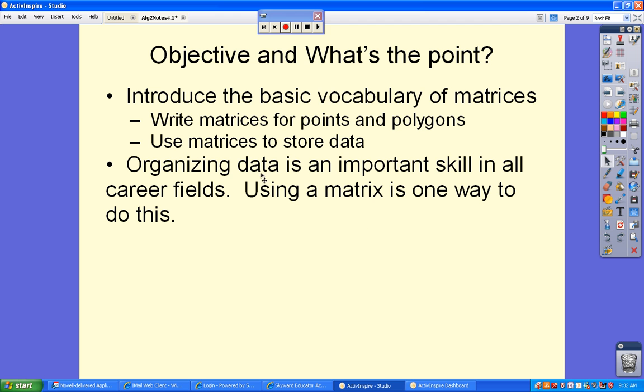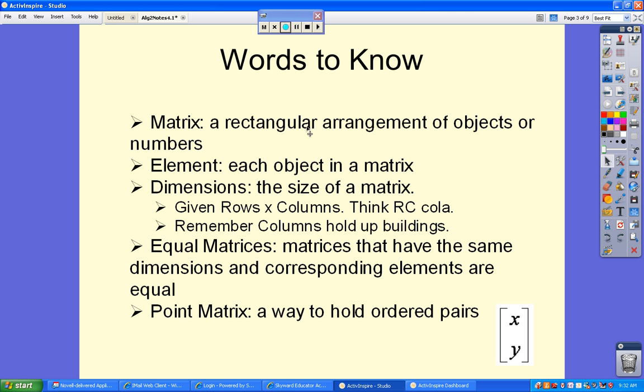We are going to write matrices for points and polygons today. We're going to use matrices to store data. This is really important because you have to organize data a lot, and this is one way to do so. What is a matrix? It's a rectangular arrangement of objects or numbers.